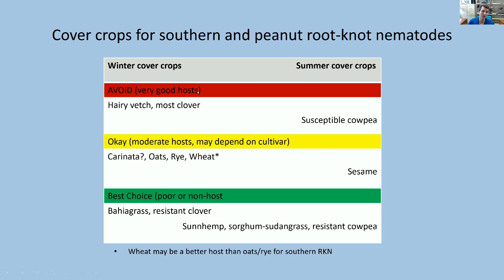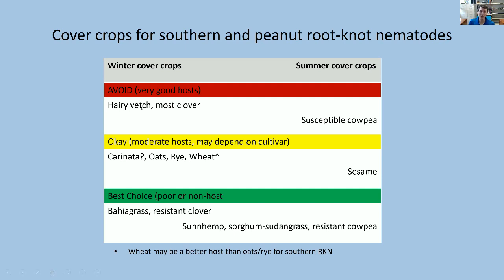What I have here are 3 different categories. Avoid: these are very good hosts of root knot nematodes. And then the yellow here, they're okay. They may be a moderate host. It may depend on what cultivar you select. The literature may be a little bit divided there. And then ones that, based on the literature, are pretty good choices. We know pretty well that they're a poor or non-host pretty consistently for the cultivars that are available. So for root knot nematodes, I've divided it by winter cover crops and summer cover crops. In general, for root knot nematodes, most legumes tend to be hosts for root knot nematodes.